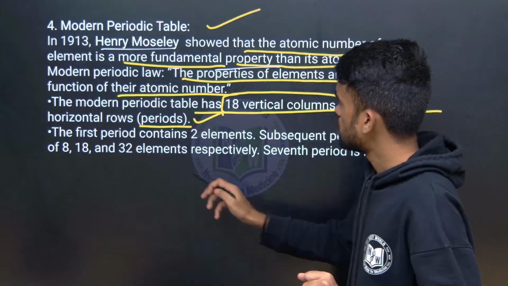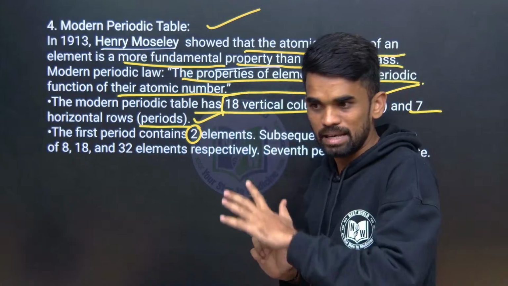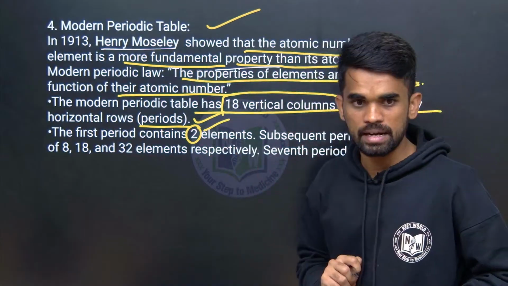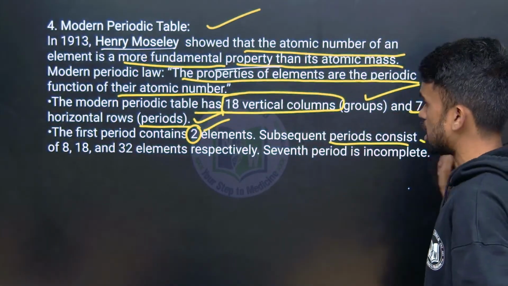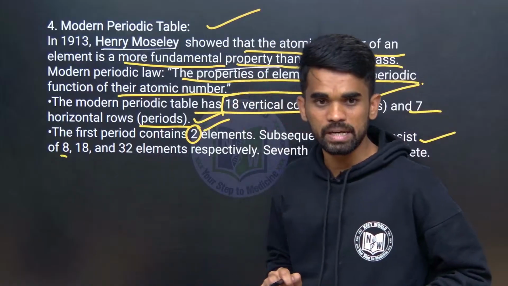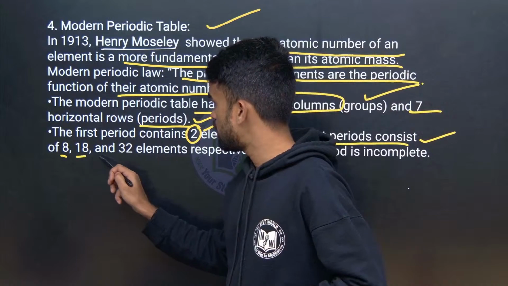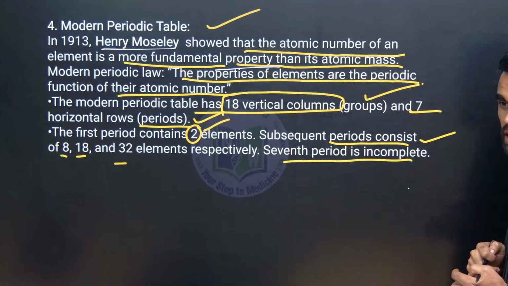Now the first period contains 2 elements, hydrogen and helium. That is the shortest period in the periodic table, the very shortest. The subsequent periods consist of 8 elements, so the second period has 8 elements. Then next we have 18, and the next 32. The 7th period is incomplete.